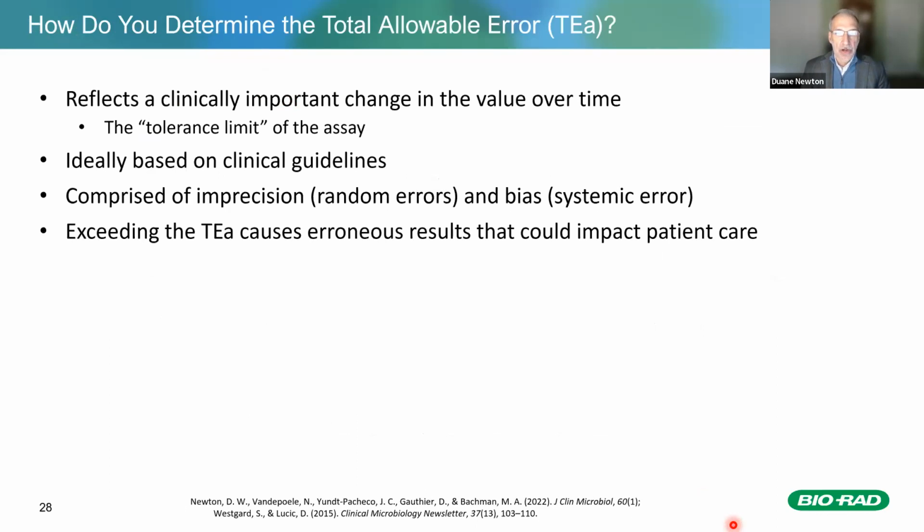So this concept of total allowable error, TEA, is really the amount of change in a quantitative value that corresponds to a clinically significant change. In other words, it's the tolerance limit of an assay. Ideally, it's based on clinical guidelines where, based on clinical studies and use of these values over time and following patients in different stages of disease and in response to therapy, we've been able to establish criteria for what constitutes a clinically significant change. The TEA for an assay is comprised of both the imprecision or random errors, as well as any bias that may be present in an assay, or systemic error. Exceeding the TEA, meaning having more variability than the TEA, will cause erroneous results that can impact patient care.